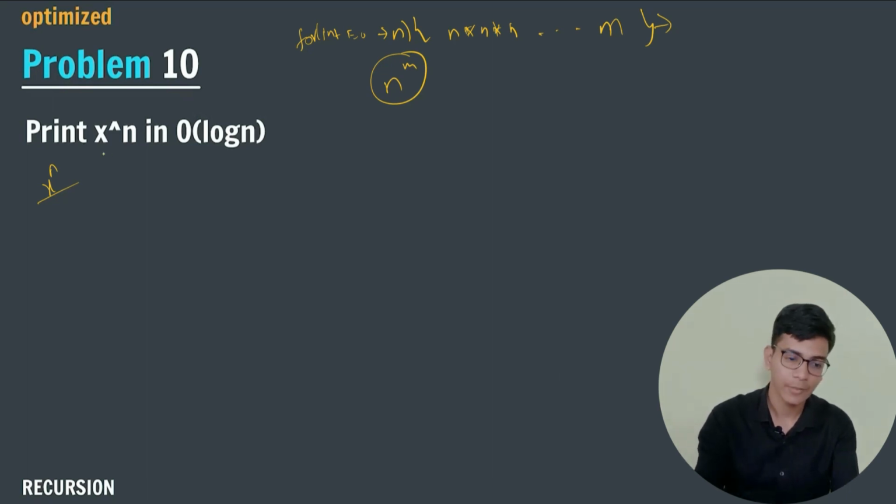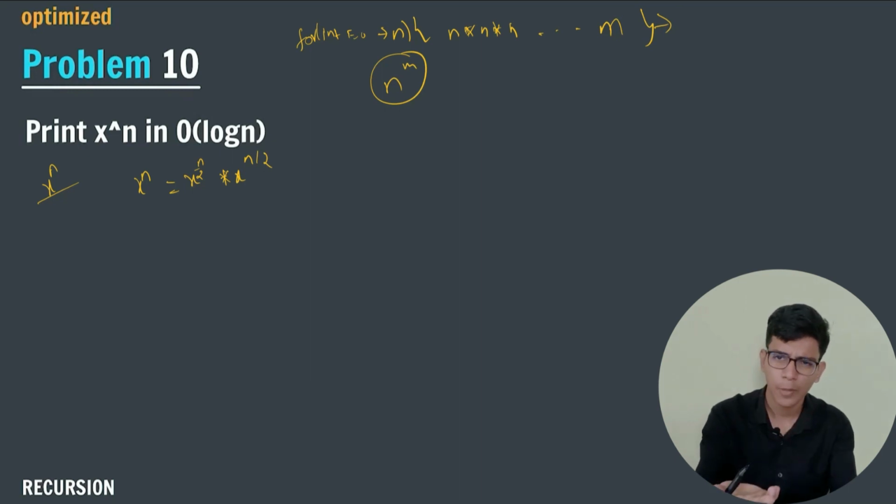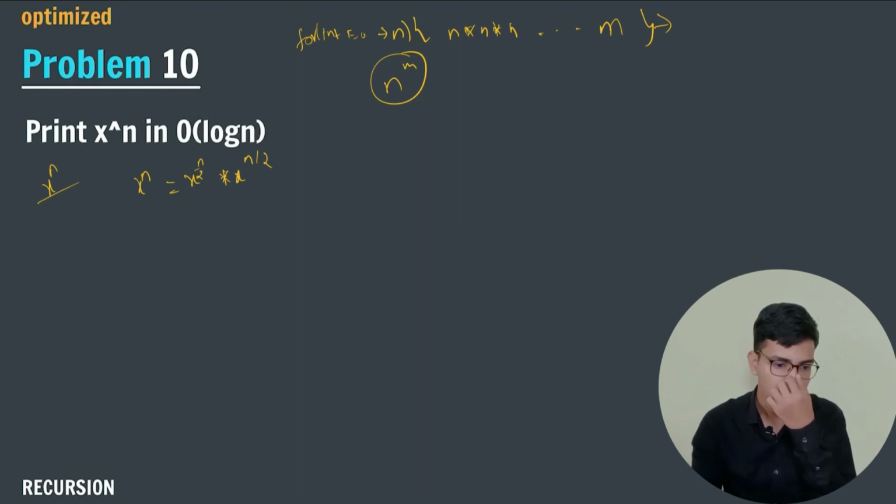So can I write that x to the power of n is equal to x to the power of n by 2 into x to the power of n by 2? Yeah, I can write like that. In math we used to study these kinds of formulas in exponents and similar chapters. So can I write x to the power of n is equal to x to the power of n by 2 into x to the power of n by 2? Yes, this is absolutely right.